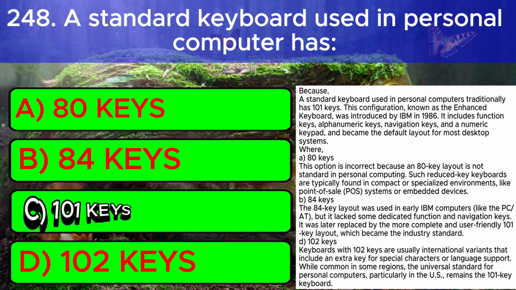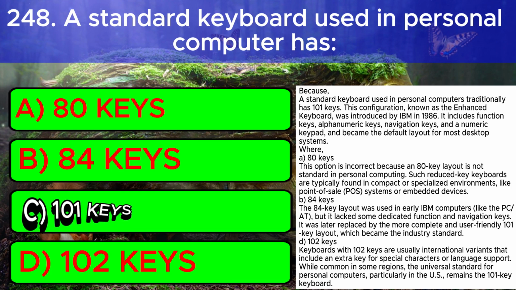This configuration, known as the enhanced keyboard, was introduced by IBM in 1986. It includes function keys, alphanumeric keys, navigation keys, and a numeric keypad, and became the default layout for most desktop systems. Where A, 80 keys. This option is incorrect because an 80-key layout is not standard in personal computing. Such reduced-key keyboards are typically found in compact or specialized environments like point-of-sale, POS systems, or embedded devices.